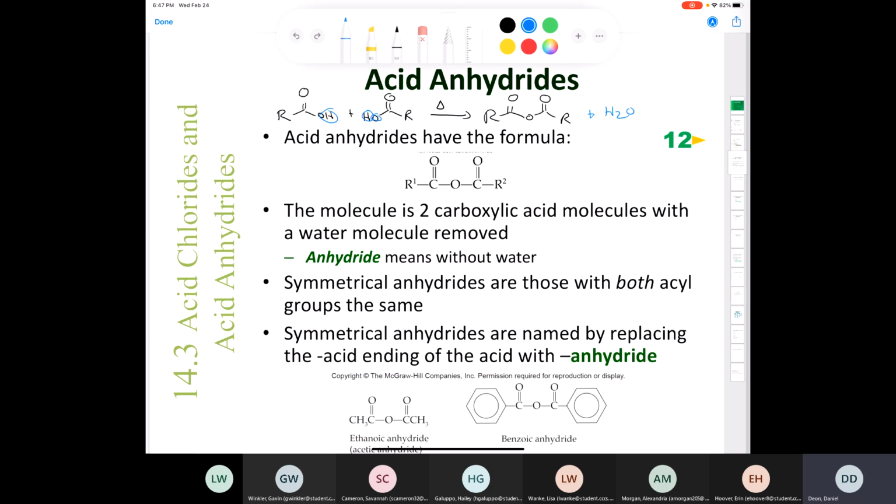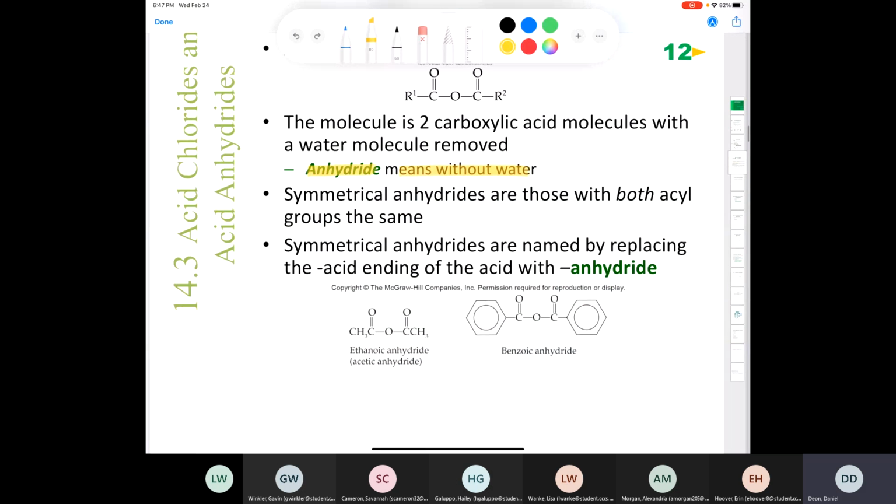Think about the name anhydride. What does it sound like? It sounds like losing water, right? Anhydride actually means without water. So if you have a symmetrical anhydride, that's one where both acyl groups are the same. Another way you could say it is that both of the R groups are identical. Symmetrical anhydrides are just named by taking the carboxylic acid from which they are produced and putting anhydride on the end. Let me show you these two here.